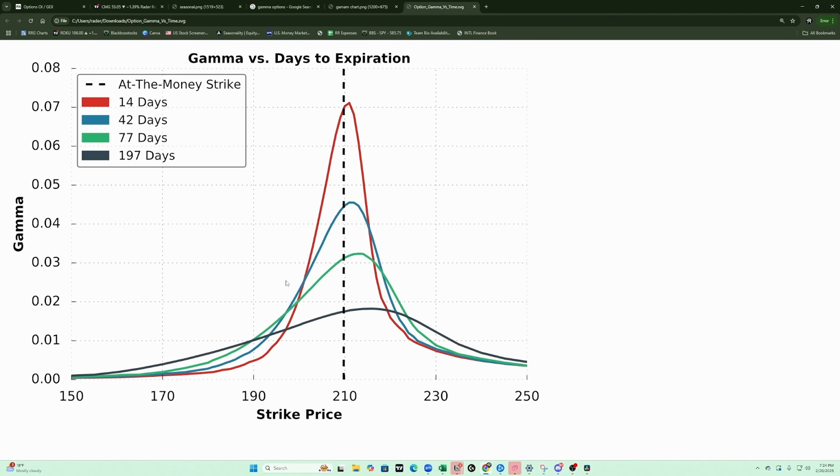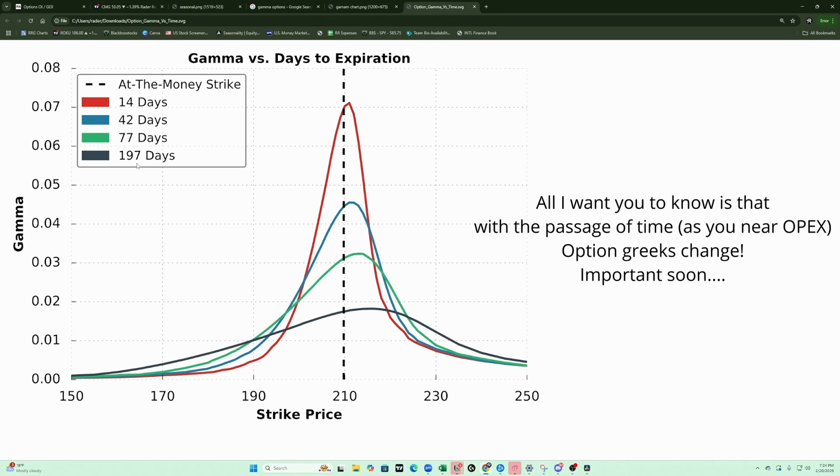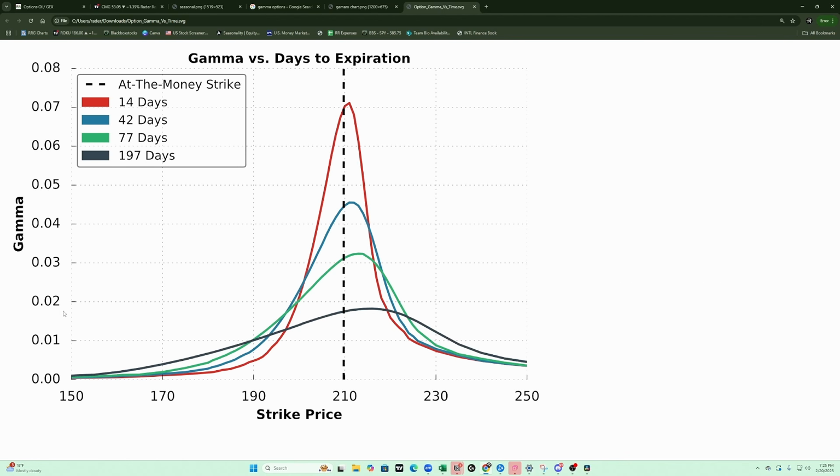You can see for longer days out, or for longer dated contracts, days till expiration, that you have a wider curve. Why is this? Well, obviously, a $1 move in the stock is not going to affect an option that expires 2 years out or a year out more than a stock that expires tomorrow. You can see that if we move $1 to the left, then oh, well, that's only a very small change in Gamma over here.